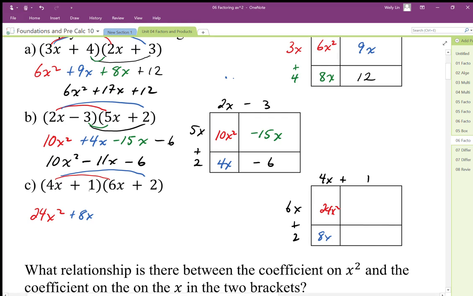So when we distribute the 1 out, we get plus 6x and plus 2. So that's going to be 6x plus 2. Okay, so combining like terms then, we end up with 24x squared plus 14x plus 2.